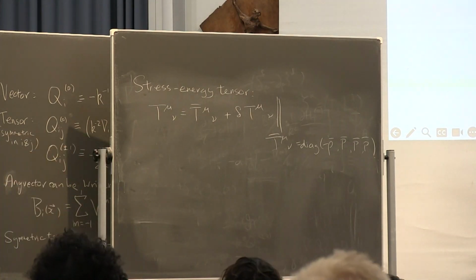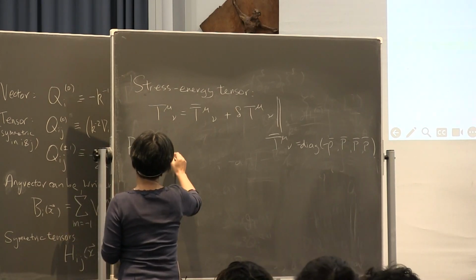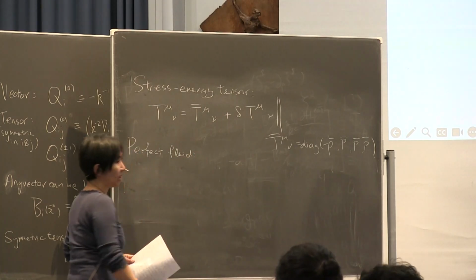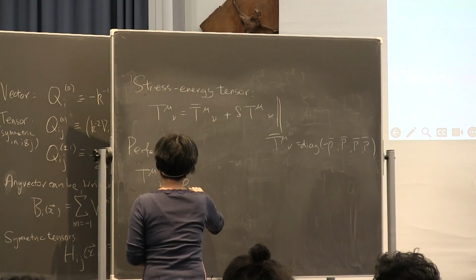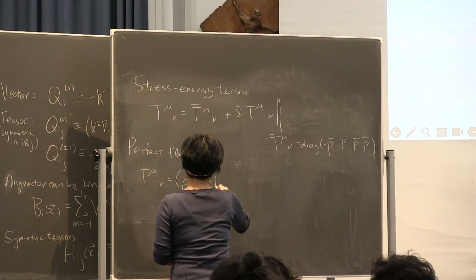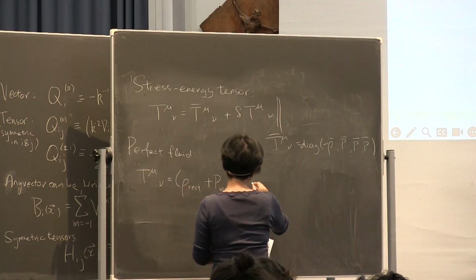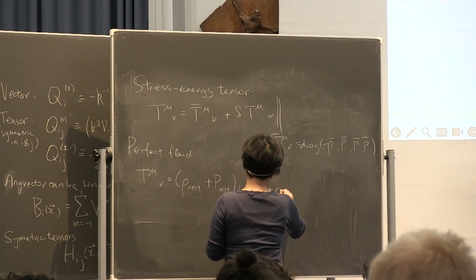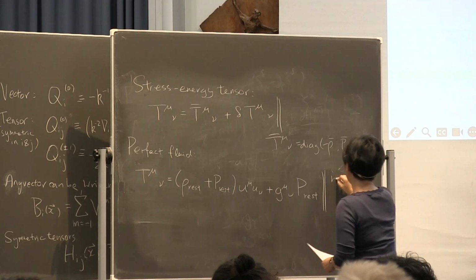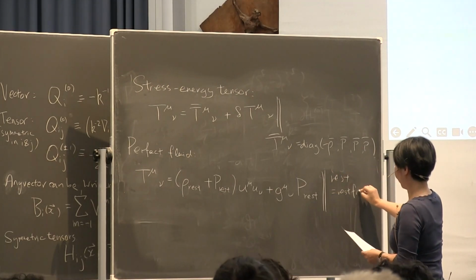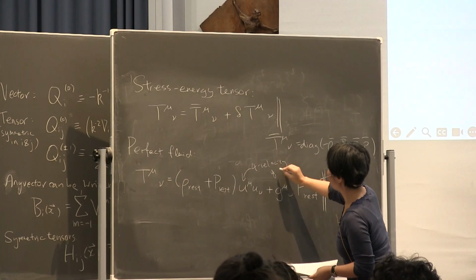Now, suppose I only have perfect fluids in the universe. Then, for a perfect fluid, there's a famous expression that we can write down to describe what the stress energy tensor should be, which I'm sure a lot of people have seen. Looks like this. You have the energy density in the rest frame of the fluid plus the pressure of the fluid also in its own rest frame, and then you tack onto that the four-velocity of the fluid, and then g mu nu times the pressure in the rest frame. Here u is the four-velocity of the fluid.